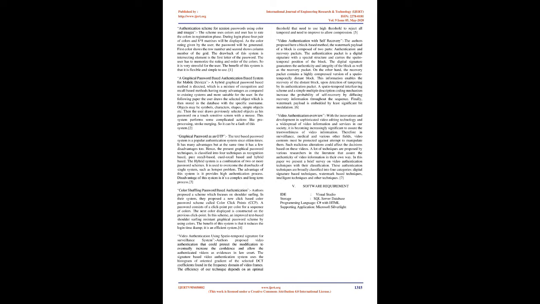Literature survey. The observations we made from the papers we studied are mentioned below. Authentication scheme for session passwords using color and images. The scheme uses colors and the user has to rate the colors in the registration phase. During the login phase, 4 pairs of colors and an 8*8 matrix will be displayed. According to the color rating given by the user, the password will be generated. The first color shows the row number and the second shows the column number of the grid.